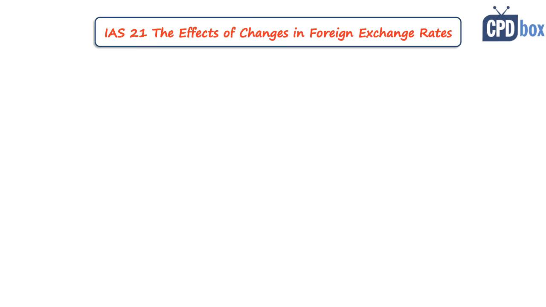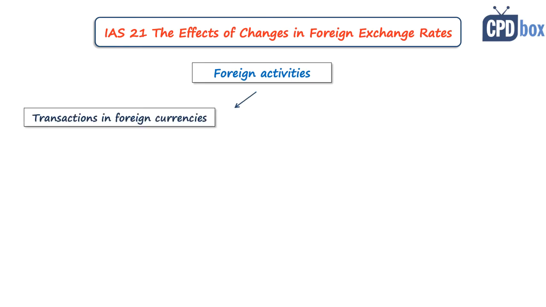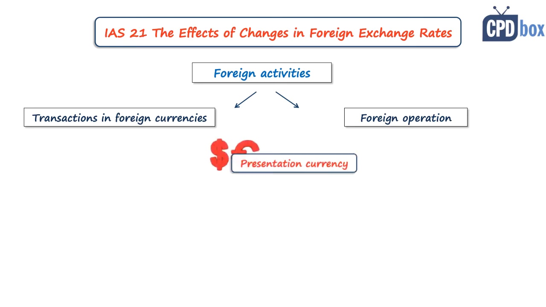So in today's world, the entities carry out their foreign activities in two basic ways. They either have some transactions in foreign currencies, for example, they may buy goods from international suppliers and pay in foreign currency, or they can equally have a foreign operation, which can be a subsidiary, associate, joint venture, or even a joint operation. On top of that, any entity can decide to present its financial statements in some foreign currency other than their own. So the presentation currency can be different. And that's why there is the standard IAS 21.